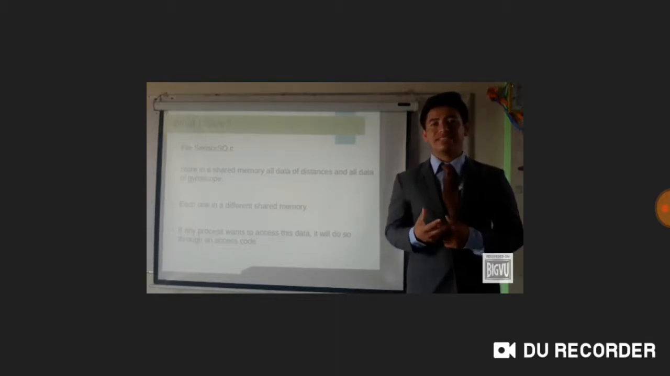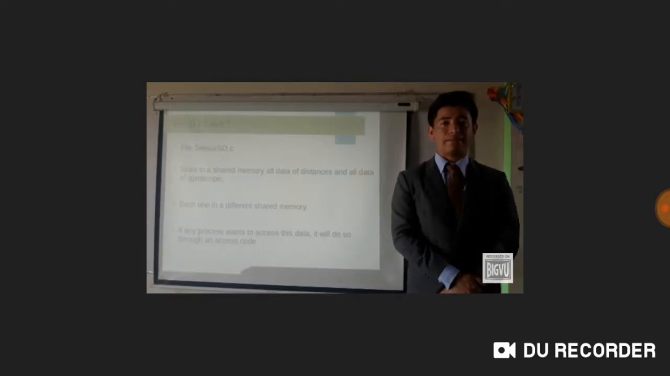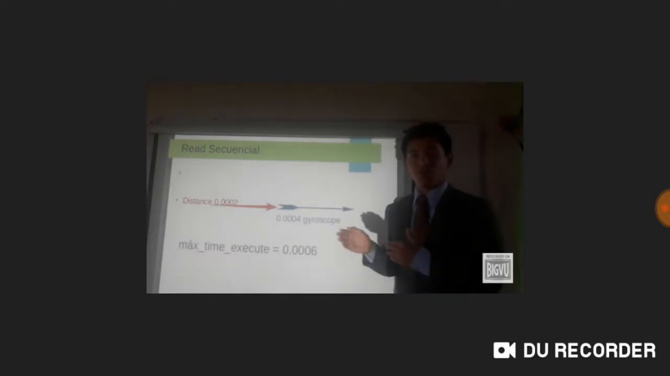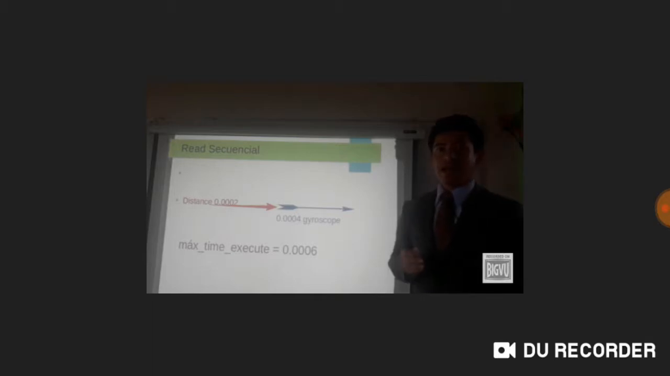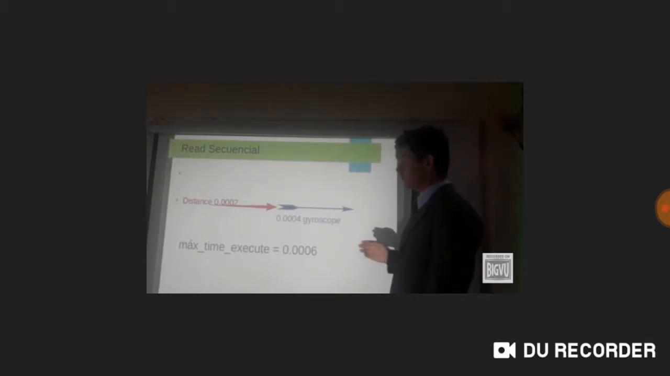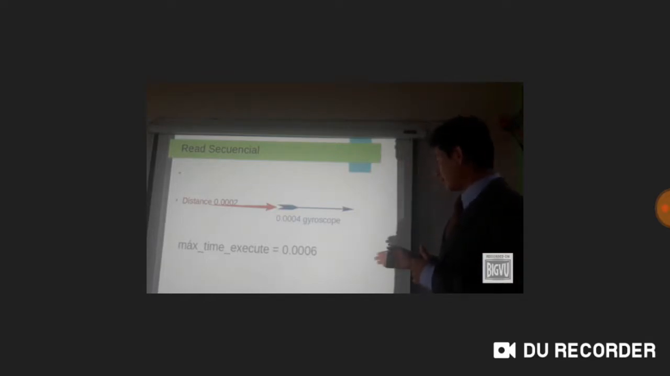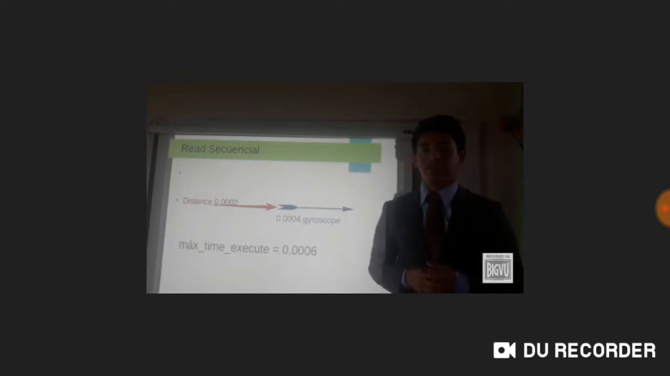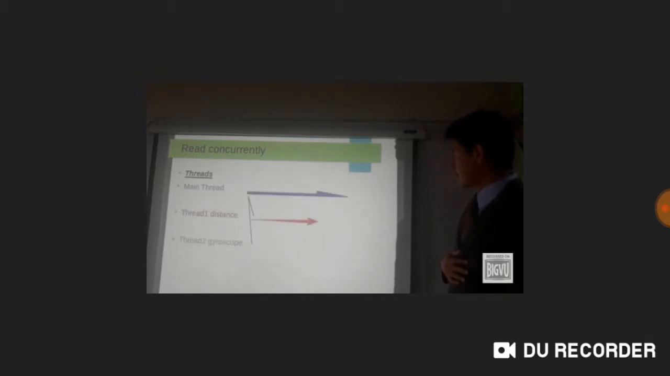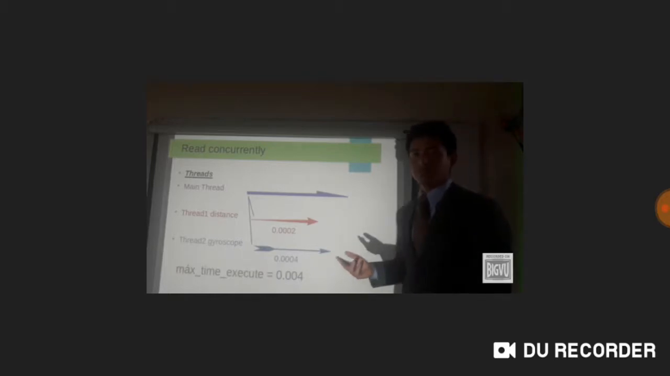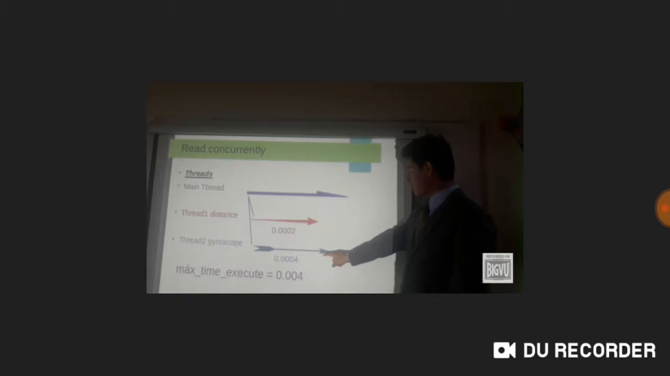Shared memory is used since it is the fastest way to share data. Reading it sequentially takes more time. Let's see with a small example. If I decided to make my solution sequentially, it would look something like this. Imagine that accessing the distance data takes 2 milliseconds and accessing the gyroscope takes 4 milliseconds. The max time to execute all is 6 milliseconds. Whereas if it were concurrent, I would simply take the largest value: the max time to execute is 4 milliseconds, because the longest time is 4.